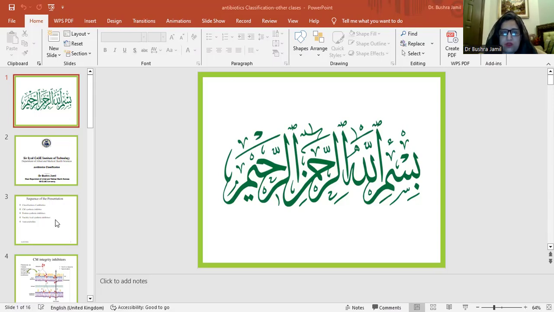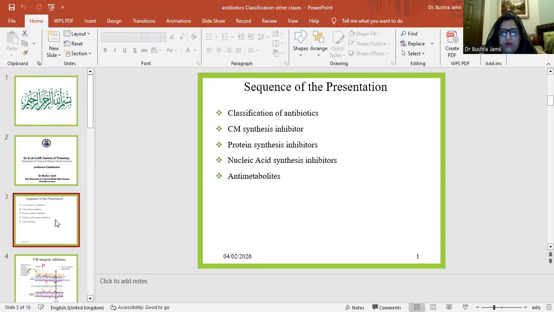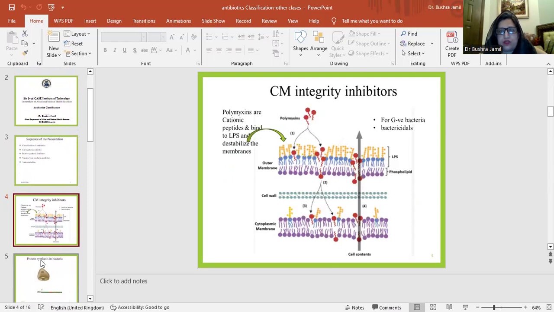As I mentioned previously, there are five major classes of antibiotic according to their mechanism of action. We have already discussed cell wall synthesis inhibitor. Now we will discuss the remaining four classes, that is, agents that interfere with cell membrane integrity, then protein synthesis inhibitor, nucleic acid synthesis inhibitor, and agents that interfere with folic acid metabolism or antimetabolites. So first of all, we have already discussed the cell wall synthesis inhibitor.